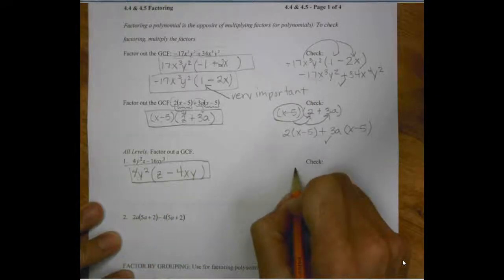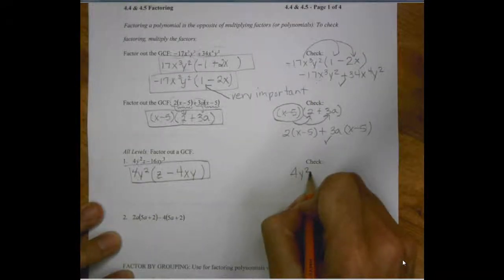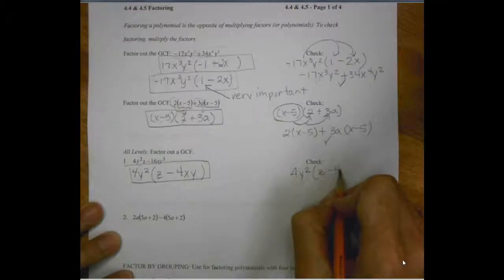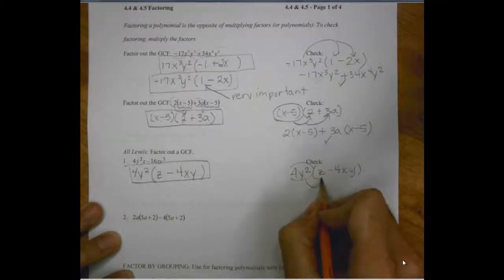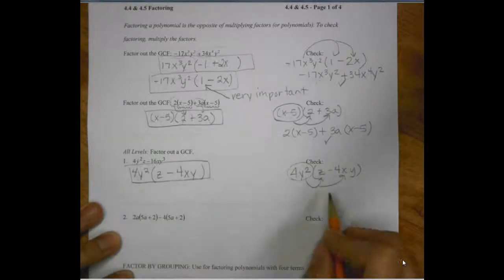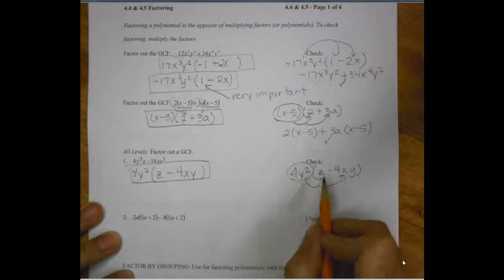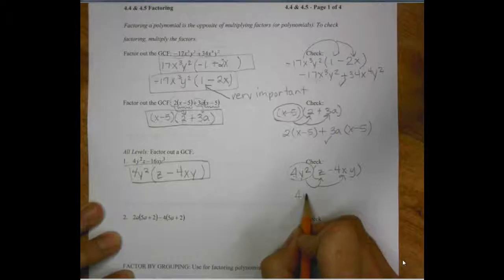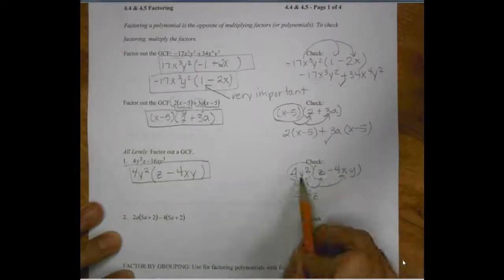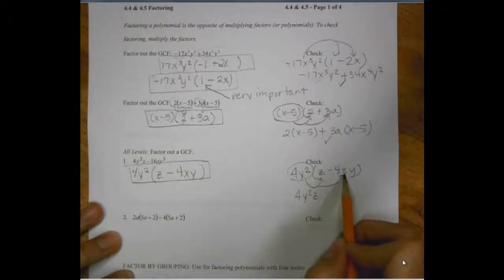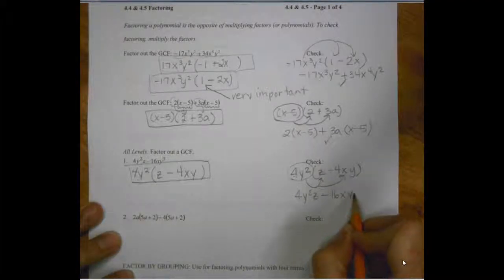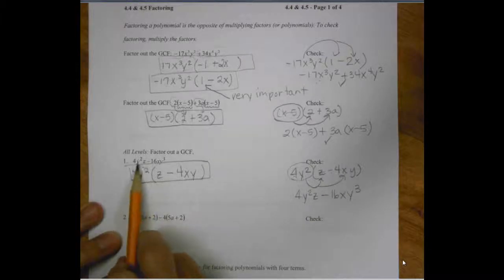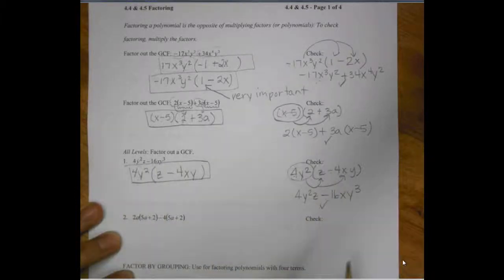Now to check that, I just multiply out again. And I'll take this whole greatest common factor and distribute it back inside the parentheses. 4y squared times z will just be 4y squared z, and 4y squared times negative 4xy will give me negative 16x and then y cubed. And if I look back, that's just what I started with, so it's a good check.